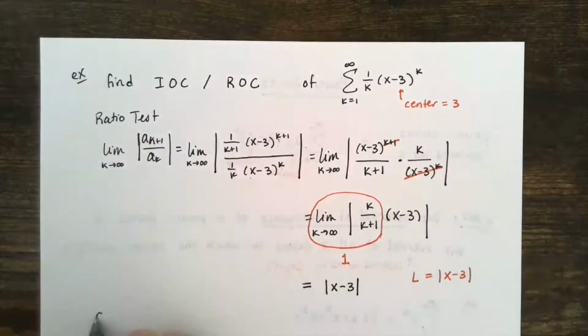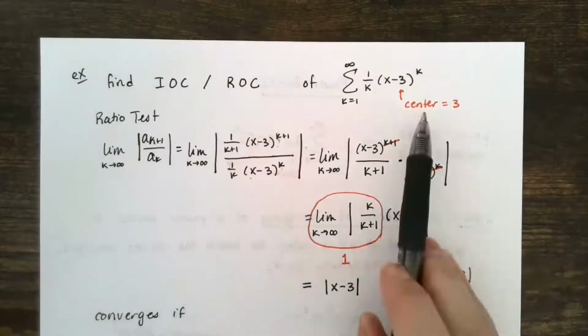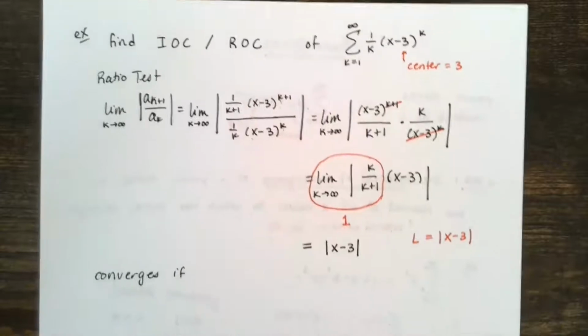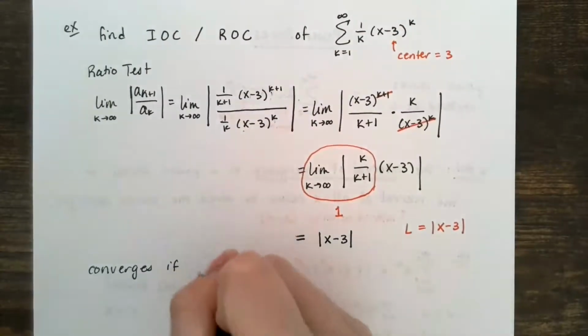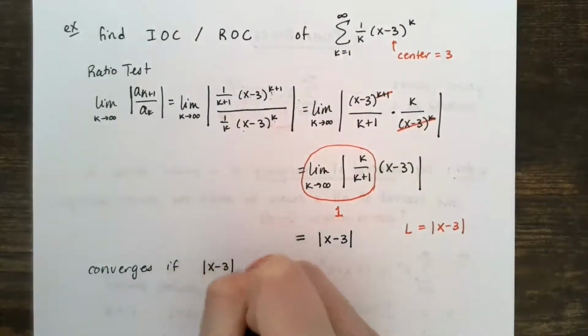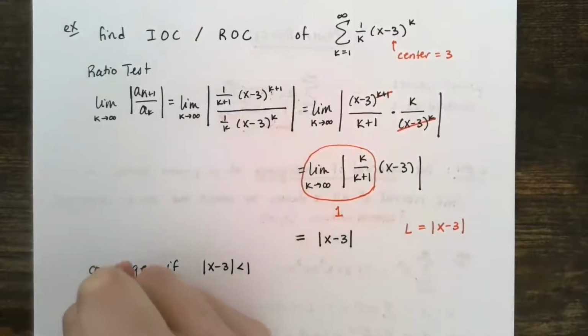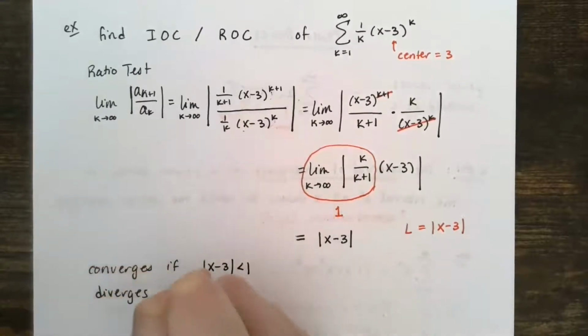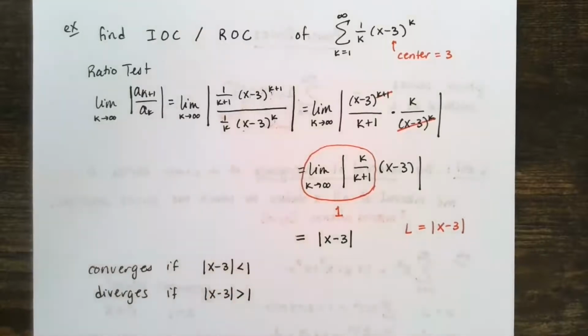So we can tell that my original series, slash the absolute value version of it, converges if my value of L, so absolute value of x minus 3, is less than 1. It diverges if I am greater than 1. And then the equals 1 case is inconclusive.